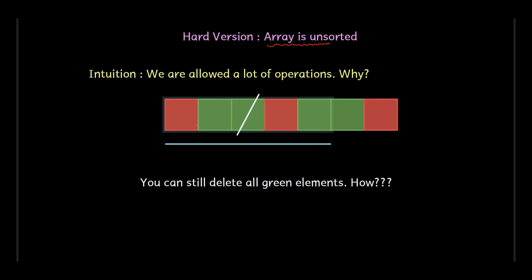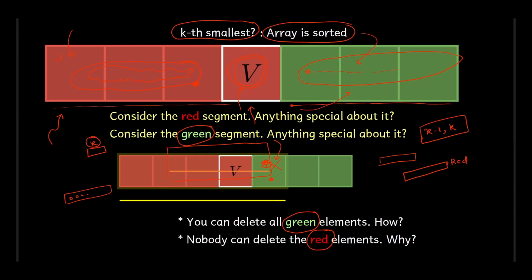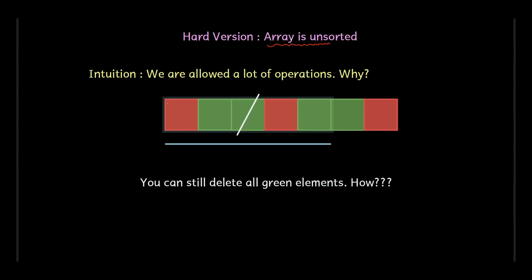So assume that the array is unsorted, then locate all the red elements. So what are the red elements? Basically the ones that are on the left hand side of the kth smallest element. And suppose you have placed them over here. This is the first red element, second red element, and third red element. Now you can notice that even in this array, it is possible to delete all the green elements, even if the array is not sorted.